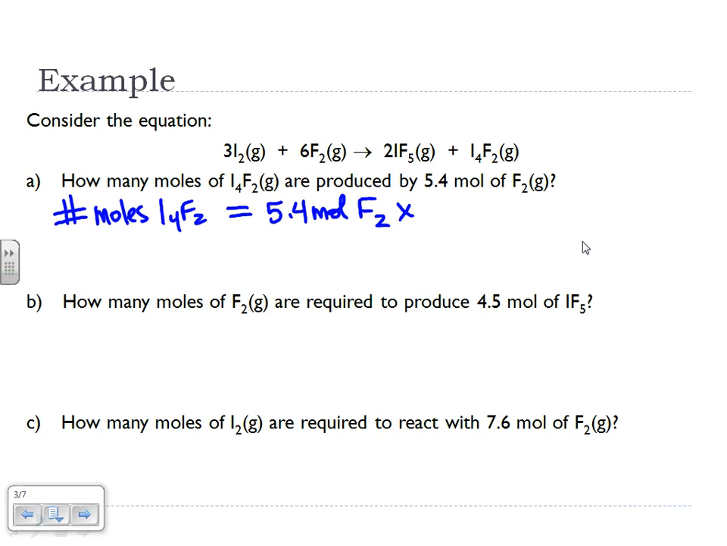So I'm going to multiply it by a conversion factor, and my conversion factor is going to have something on the bottom that'll cancel out moles of F2, and something on the top that'll keep moles of I4F2. So again, this is the one I want to cancel, so I'm going to write that on the bottom. So moles of F2 goes on the bottom. Now, the thing that I want to keep on the top is the thing that I'm being required to find. That's moles of I4F2. So I'm going to put that on the top: moles of I4F2.